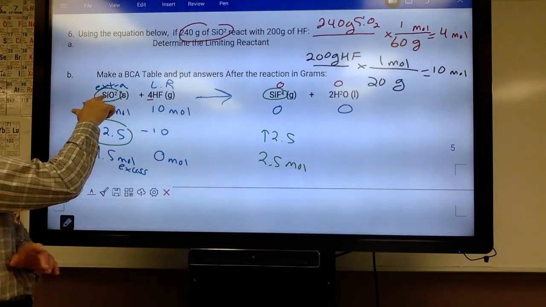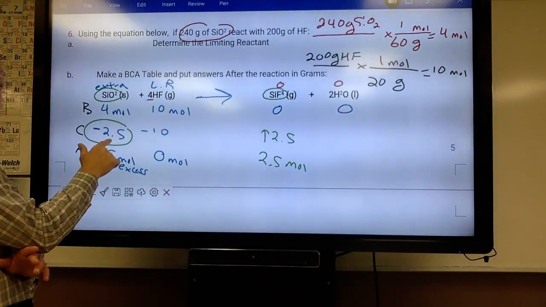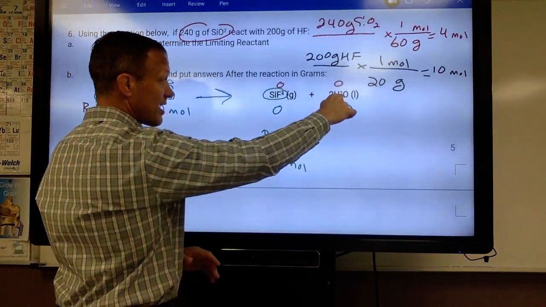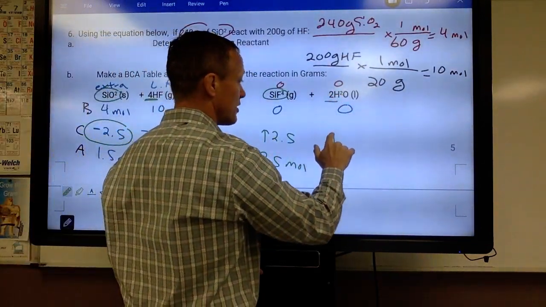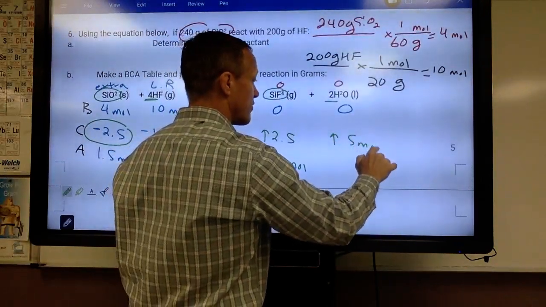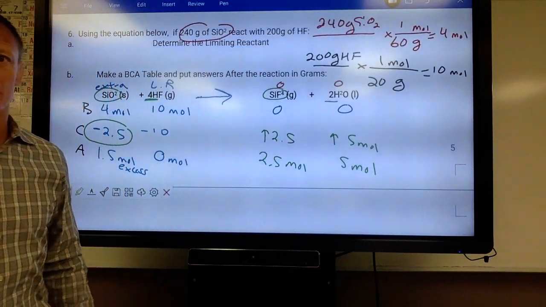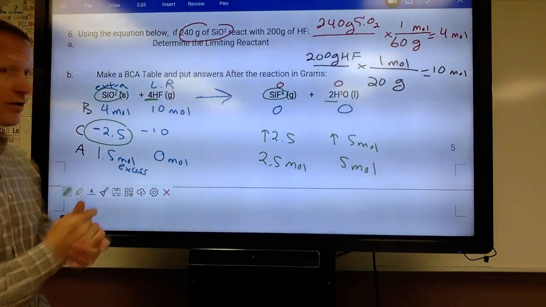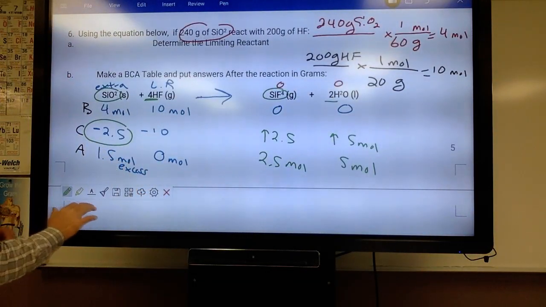We can do 1-to-2. So what's 2.5 doubled? 5. Or you could do 4-to-2. This is half of that, and half of 10 is 5. So this is increasing by 5 moles, so there's 5 moles at the end. So typically you can find some ratios that are pretty easy in there. All right, now we need to get these into grams. I won't always make you put them in grams. Sometimes I will. We're going to put these in grams.